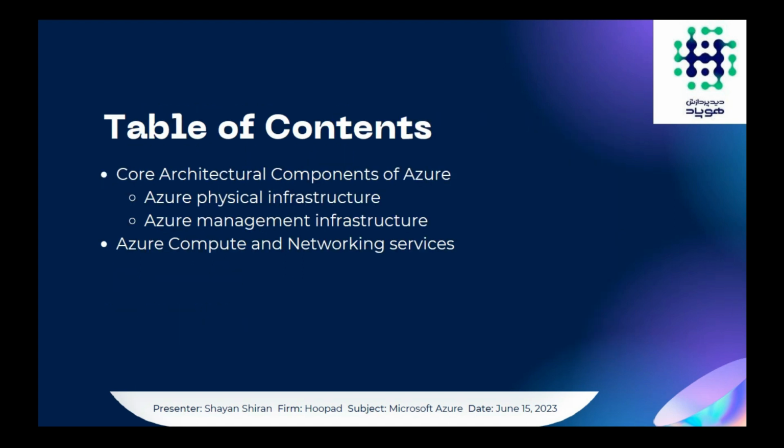All right, let's go over the table of contents. We can group Azure core architectural components into two groups: Azure physical infrastructure and Azure management infrastructure. I will talk about them thoroughly in the coming slides. And then I will talk about Azure compute and networking services.